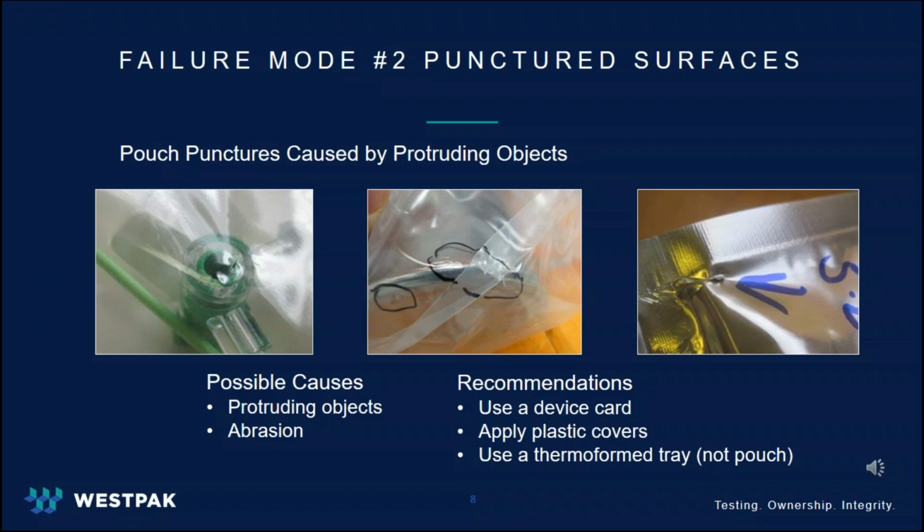To prevent this failure, we recommend using a device card such as a chipboard card with tabs to hold the device in place. One other thing to remember with a device card is to round the corners, because sharp corners on a device card can just as easily puncture your SBS as your sharp object. The second recommendation would be to place plastic covers over the tips of your sharp objects. Finally, if you have a product that has a lot of protruding or sharp objects, we recommend using a properly sized thermoform tray to secure the product in place.